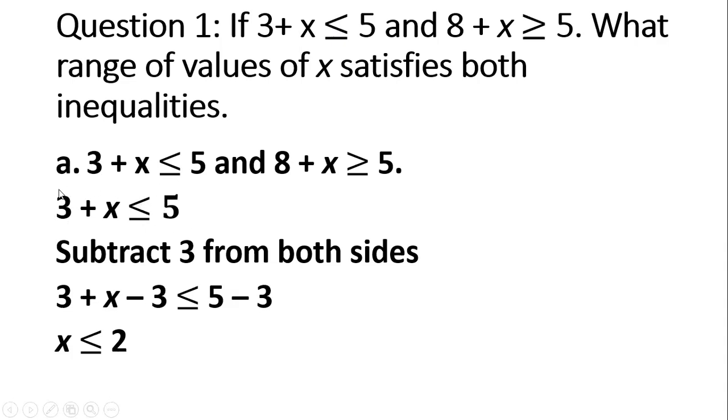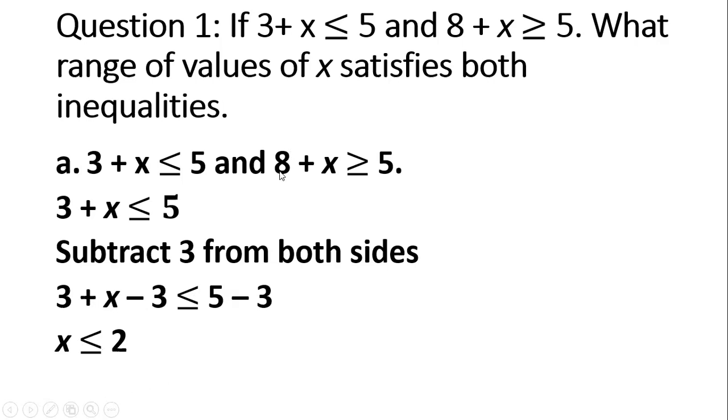So we are subtracting 3 from both sides. That's 3 plus x on this side minus the 3, then less than or equal to 5 minus 3. So 3 minus 3 will give us 0, so we have 0 plus x, which is x, then less than or equal to 5 minus 3, which gives us 2. So x is less than or equal to 2.